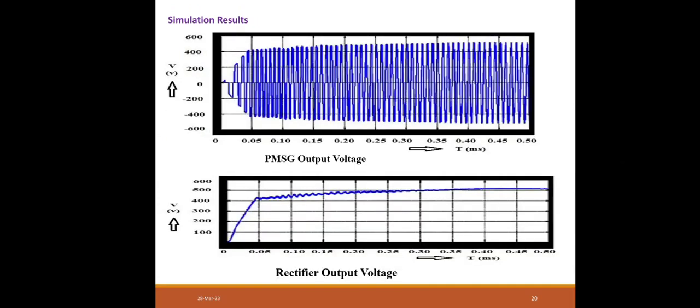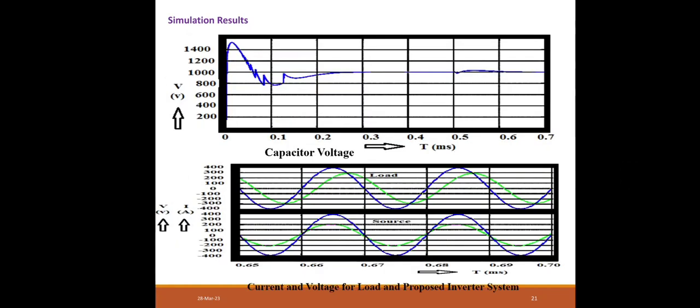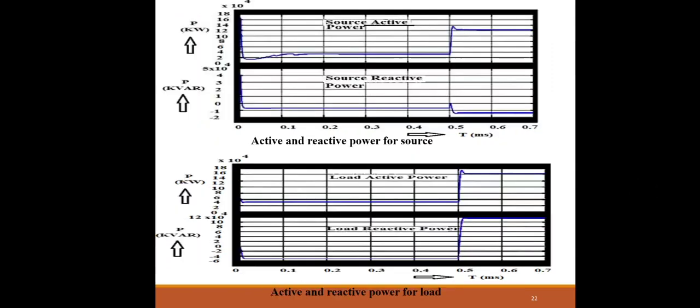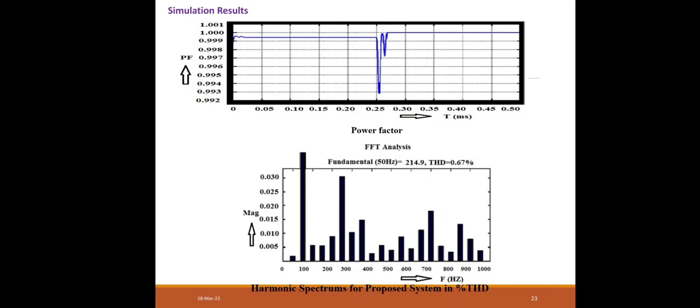The simulation results regarding the permanent magnet synchronous generator output and rectifier output voltage, the capacitor voltage and total harmonic distortion, and the active and reactive power of the source. We got these kinds of graphs for four parameters. For example, for the permanent magnet synchronous generator, we have plotted the graphs, and active and reactive power, total harmonic distortion, and power factor, and we also plotted time versus revolutions per minute of the wind turbine.